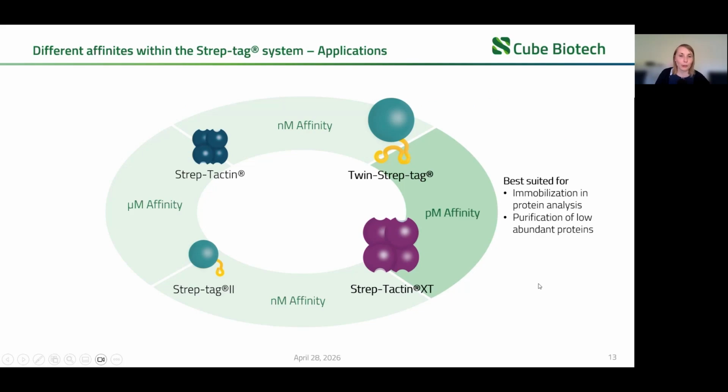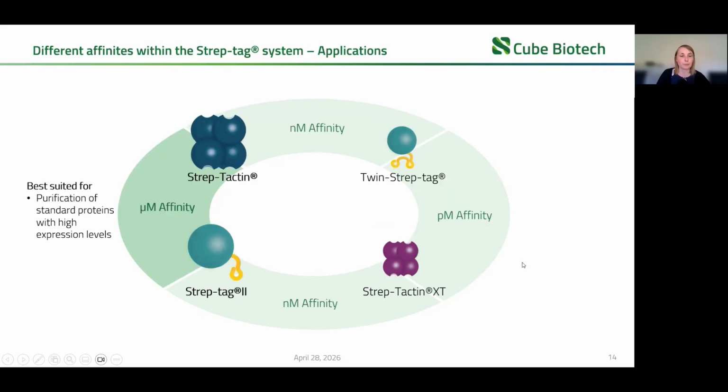So now I told you how great the Twin-Strep-tag Strep-Tactin XT interaction is, because it's really strong. You can immobilize a protein, you can use it for purification, especially for low abundant proteins. So now you might be wondering, why does Strep-Tactin still exist, or why do people still choose the Strep-Tag2?